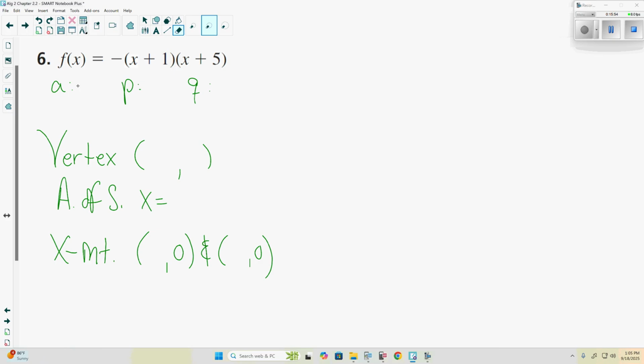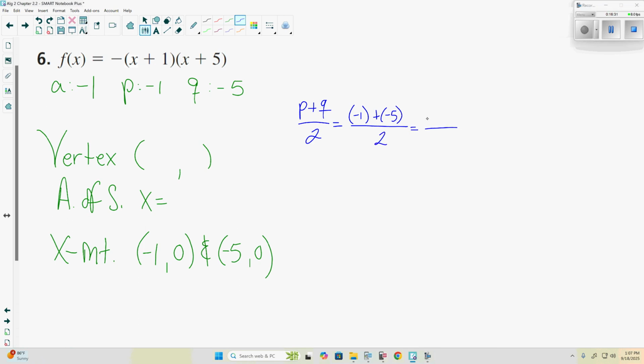A in this case is negative 1. P is negative 1, Q is negative 5. So my x-intercepts are (negative 1, 0) and (negative 5, 0). We just plug P and Q in. For the vertex, I have to calculate what? P plus Q over 2. Negative 1 plus negative 5 over 2. I think by this point y'all already figured out it is negative 3, yes?